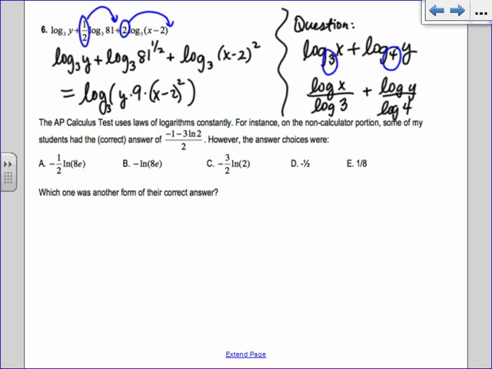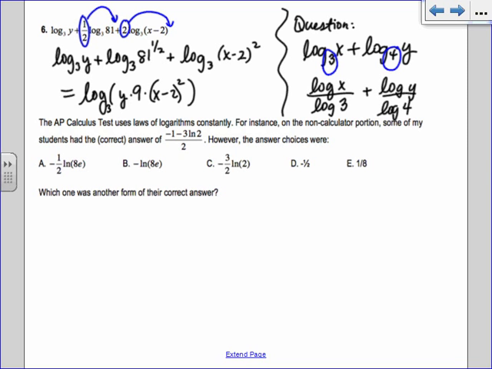It says the AP Calculus test uses laws of logarithms constantly. A lot of times people ask me what I should teach in pre-calc or algebra 2. I always tell them you should teach logarithms in pre-calc, and they should get a little bit more challenging, because it's really important on the AP Calc test to be fresh on your logarithms.